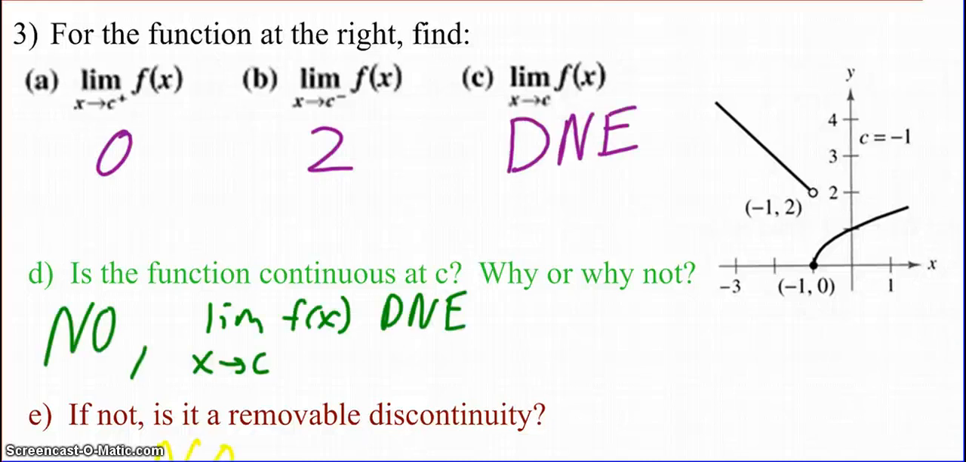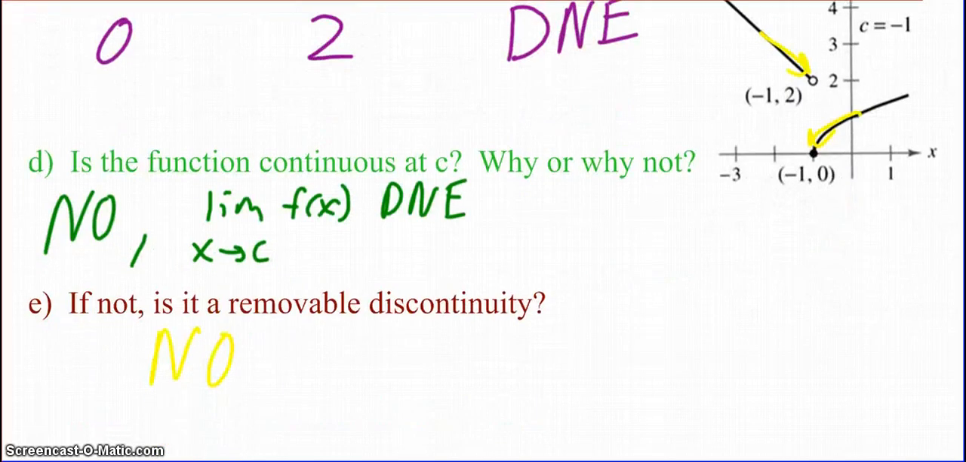Alright, so here I can see the limit as x goes to c from the right is this. That's going to be 0. As x goes to c from the left is here. That's going to be 2. Therefore, the limit as x goes to c does not exist. The function is not continuous at c because the limit as x goes to c of f of x does not exist. This is not a removable discontinuity, though. Redefining f of c will not make it continuous at c. No, more things need to happen.